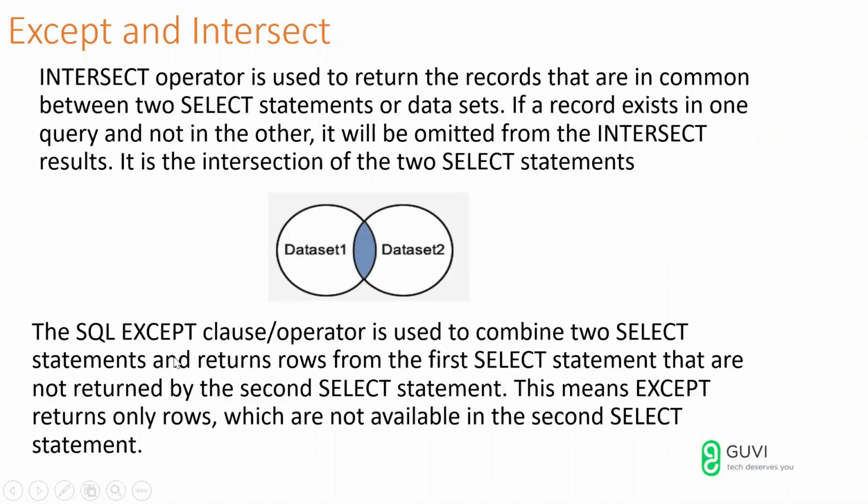What is except? The SQL except operator is used to combine two select statements and returns rows from the first select statement that are not returned by the second select statement. Let's say you have two select statements. The first returns some rows, the second returns some rows, then it will compare them. If some rows are present in the first select statement which are missing in the second select statement, they will be returned.